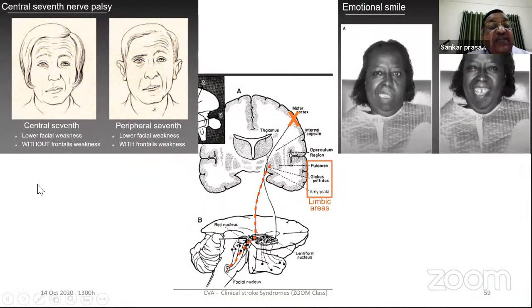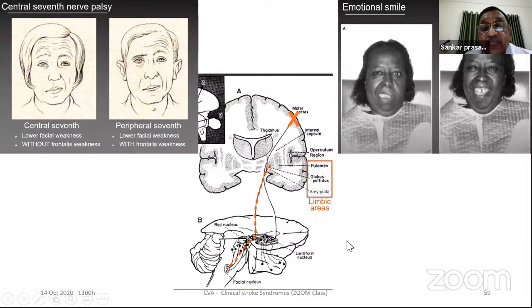In central seventh nerve palsy, the upper part of the face is not involved, but the lower part is involved, because the upper part of the face has bilateral representation. So in a hemiparesis, for example, left side or right side, the speech is also disturbed because of involvement of Broca's area. Also, the lower part of the face is drooping on the same side as the hemiparesis. The upper part is not involved because it has bilateral representation.